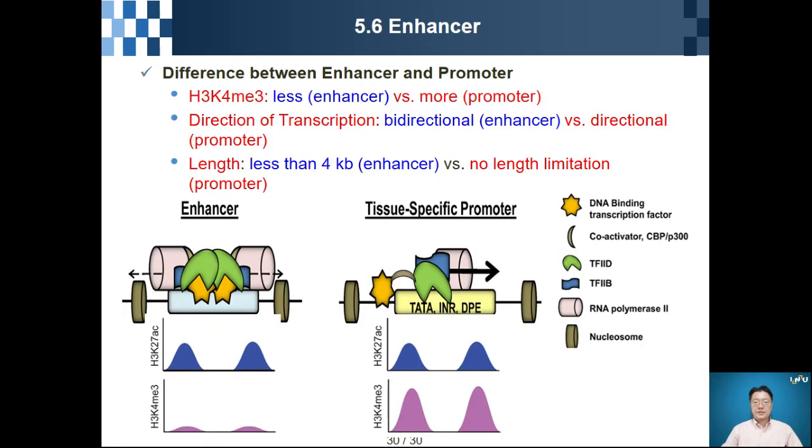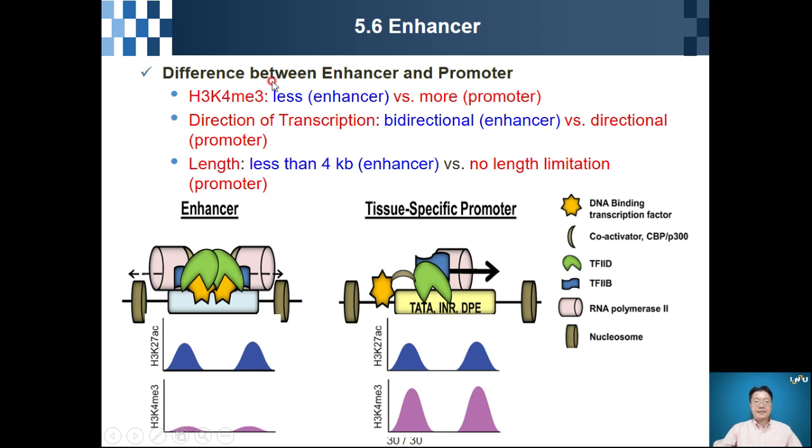So in this slide, I'll explain the difference between enhancer and promoter. There are three big differences. The first one is H3K4 methylation. In the enhancer region, H3K4 methylation is low and hardly happens, but in the promoter region, you see here H3K4 methylation highly happens.